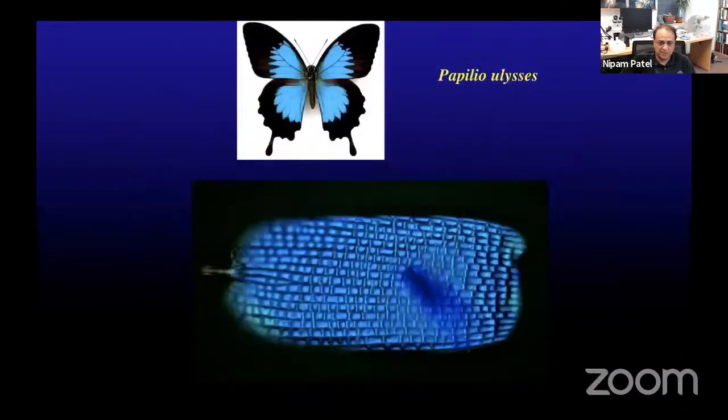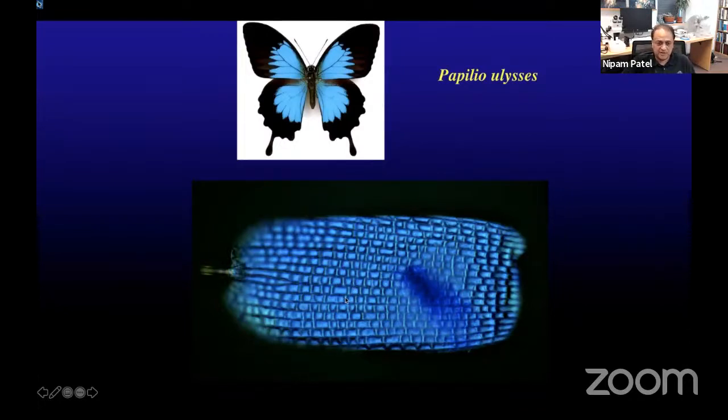If you look here at Papilio ulysses, one of the butterflies in this group that has blue, you can see that the scales, instead of this yellow plus blue reflection, are now only having blue color. And you can see the dimples are a very different shape. They're not rounded, they have square edges.